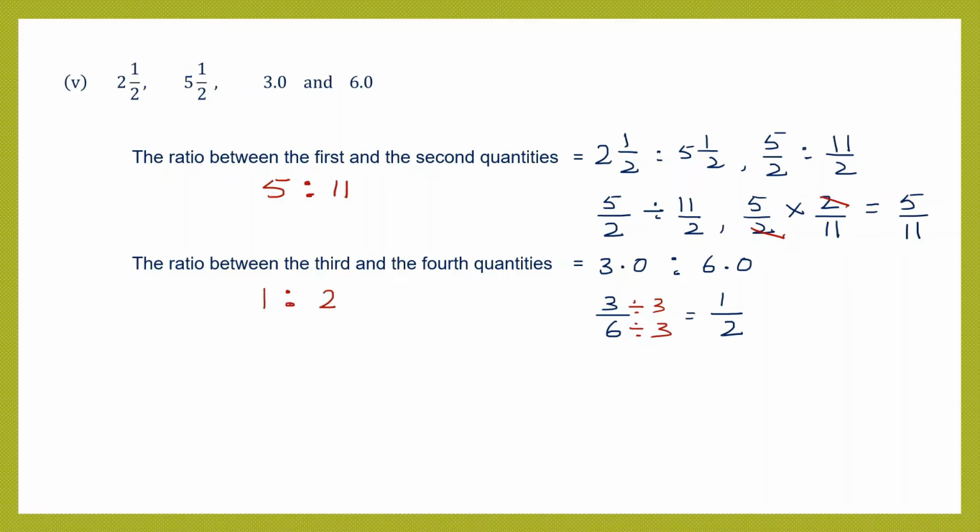So as we can see, the ratio between the first and the second quantities is not the same as the ratio between the third and the fourth quantities. So that means here also the answer is no. The given four quantities are not in proportion.